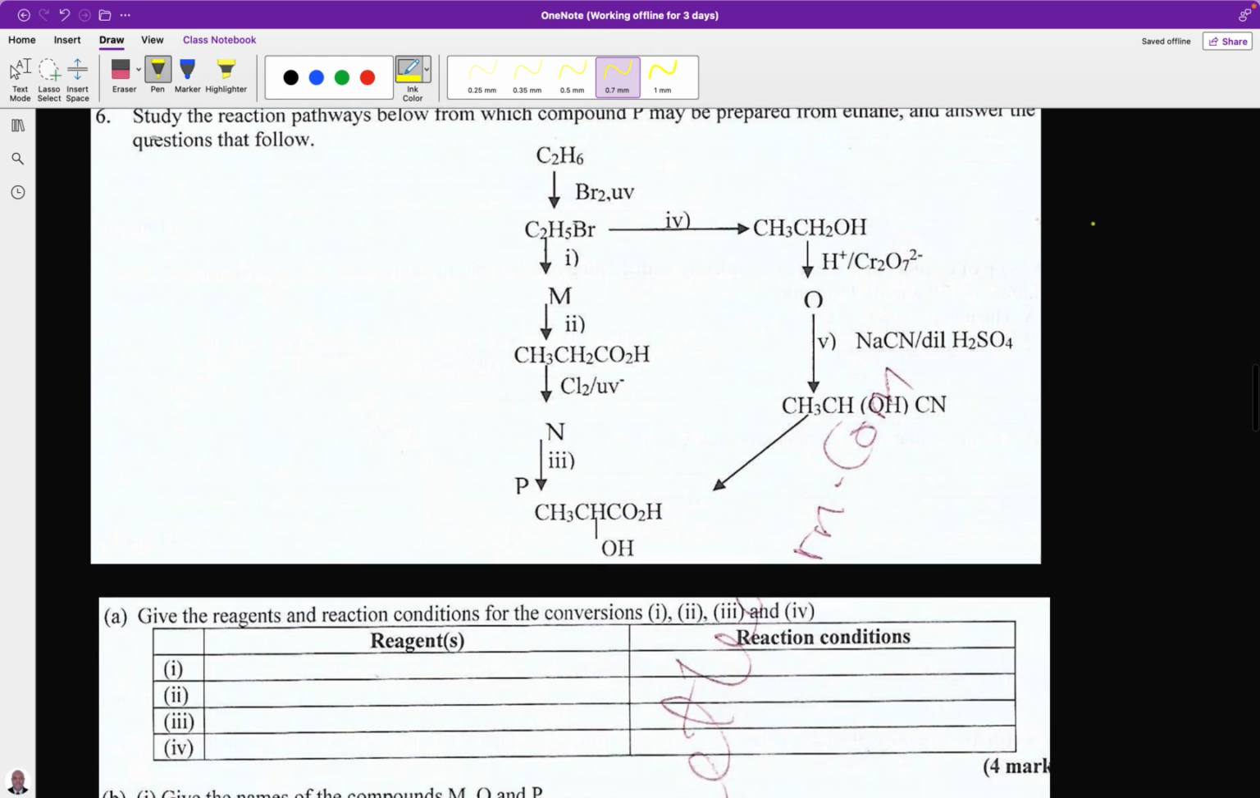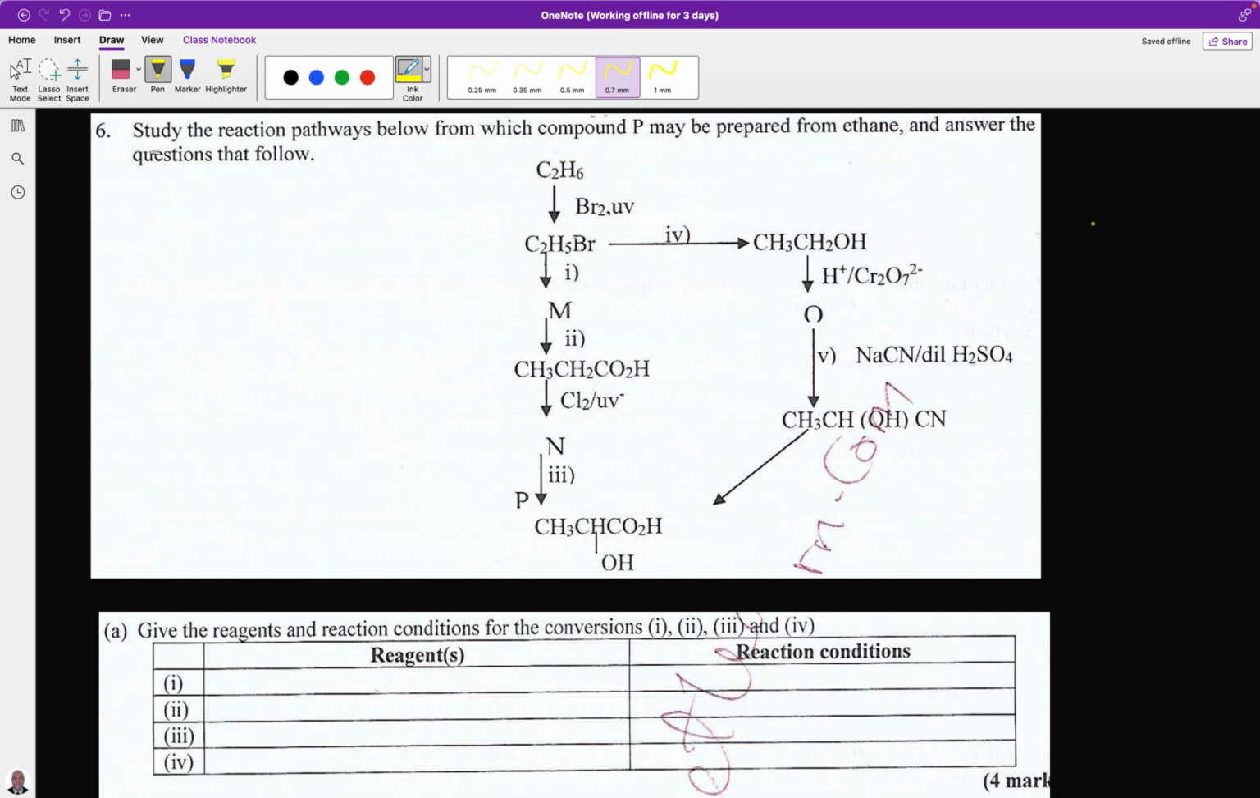So now the question here says, A, give the reagent and the reaction condition for the conversion 1. Conversion 1 is the halogenoalkane, bromoethane, to M. What can you do with bromoethane to convert it to M? And from M, how can we get a corresponding acid?